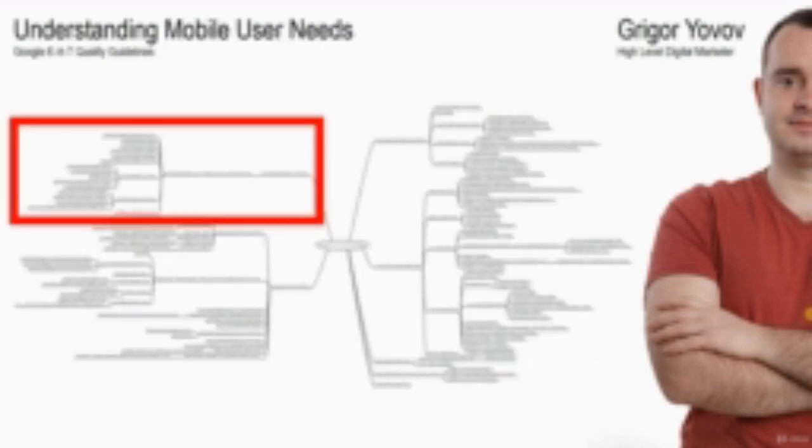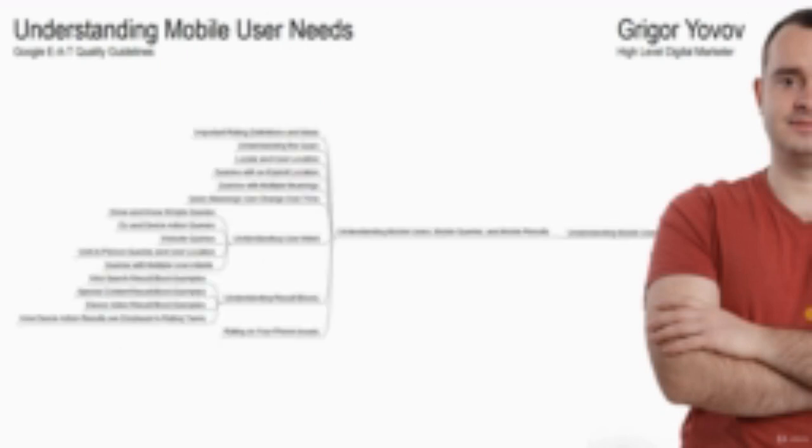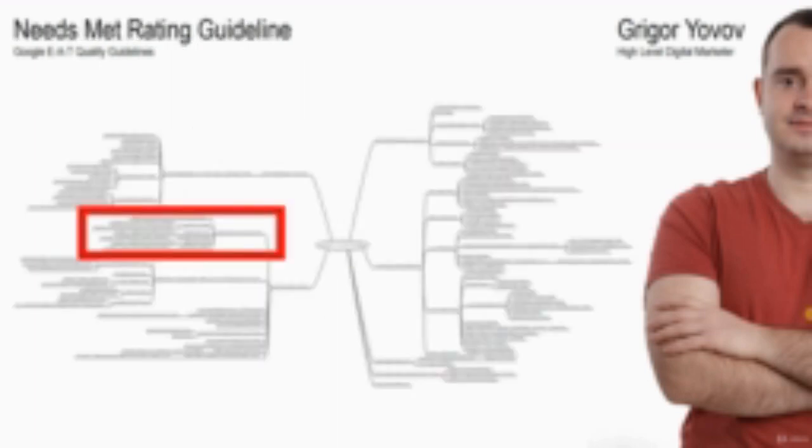Hello, in these sections, we have looked at how Google understands mobile user needs, and more especially understanding user intent, understanding result blocks, and local and user location queries, with explicit location queries, with multiple meanings, etc. In the next section, we'll look at the Needs Met rating guideline, where we'll see examples for Fully Meets rating, Highly Meets, Moderately Meets, Slightly Meets, Fails to Meet, etc.